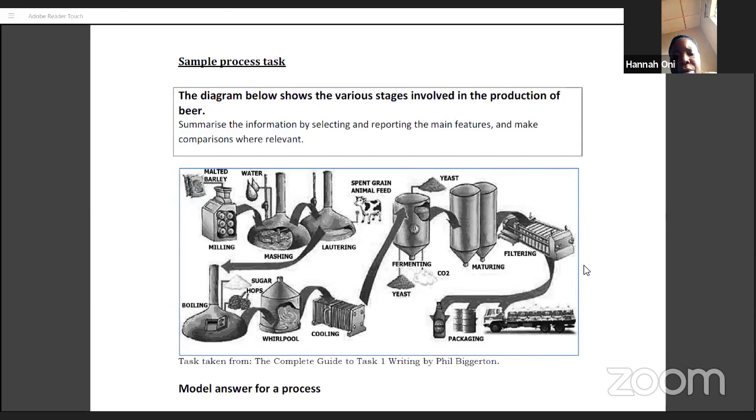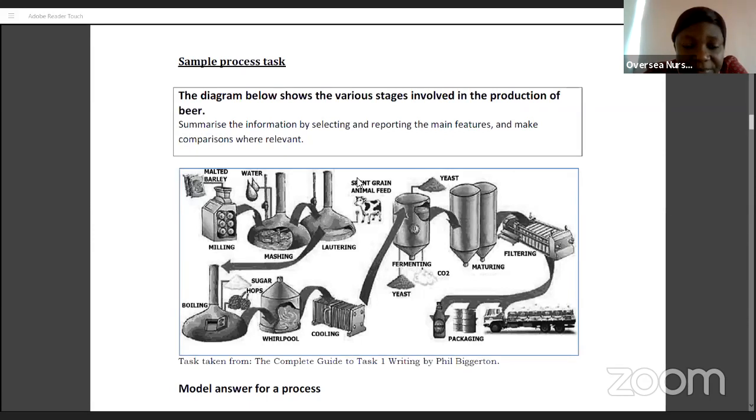Yes, ma. Good. The diagram below shows the various stages involved in the production of beer. Summarize the information by selecting and reporting the main features, and make comparisons where relevant. Make comparisons where relevant. So it means it may not be relevant. So these are the steps involved in the making of beer.